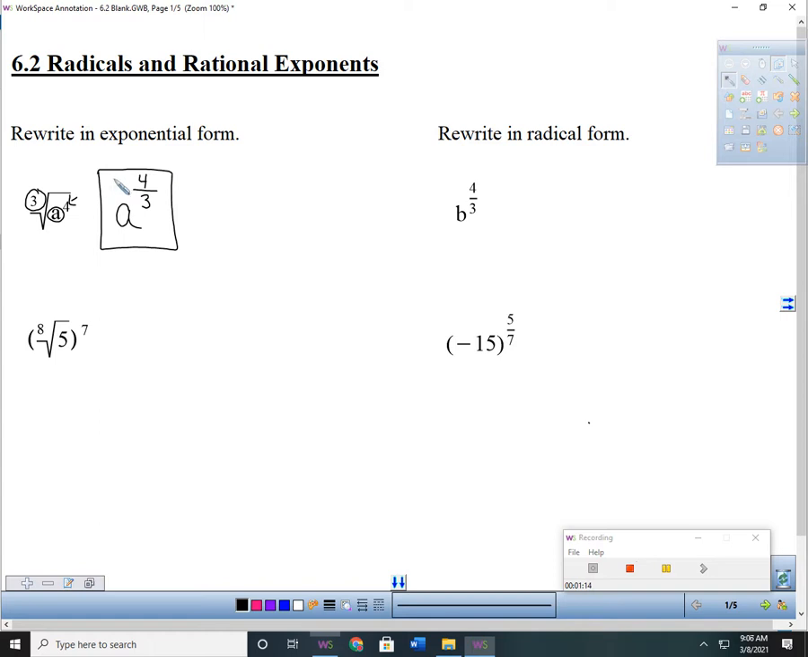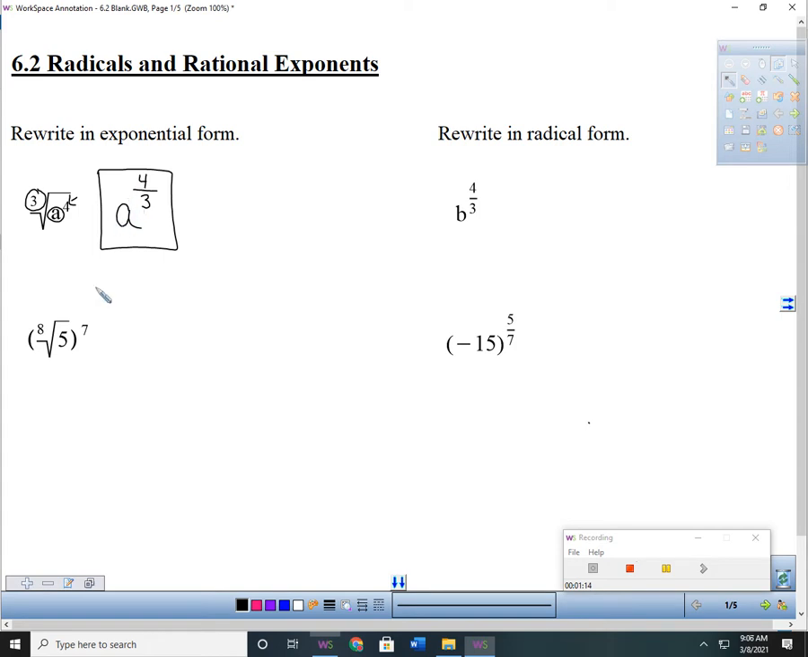And you could go backwards. 3 is your root. And the way I remember this is roots are in the bottom of trees. So your root number is always in the bottom. And so that would be your root number, and then that would be your exponent to this underneath.